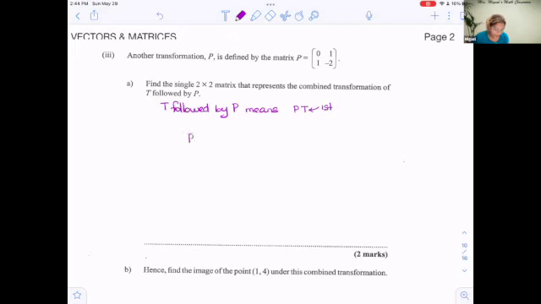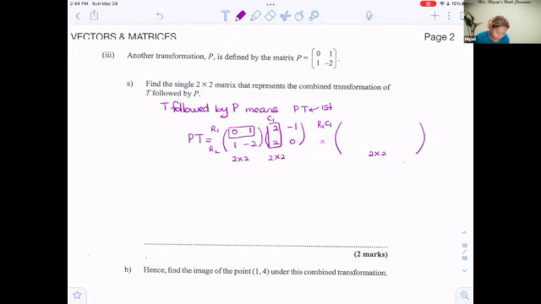So we want the matrix multiplication, PT. So we have 0, 1, 1 minus 2. We are going to multiply this with 2 minus 1, 2, 0. So this is a 2 by 2, and this is a 2 by 2 matrix. So the resultant matrix will be a 2 by 2. So we multiply the first row by the first column. So row 1 by column 1. We multiply corresponding elements. So it will help if we label this row 1, row 2, column 1, column 2.